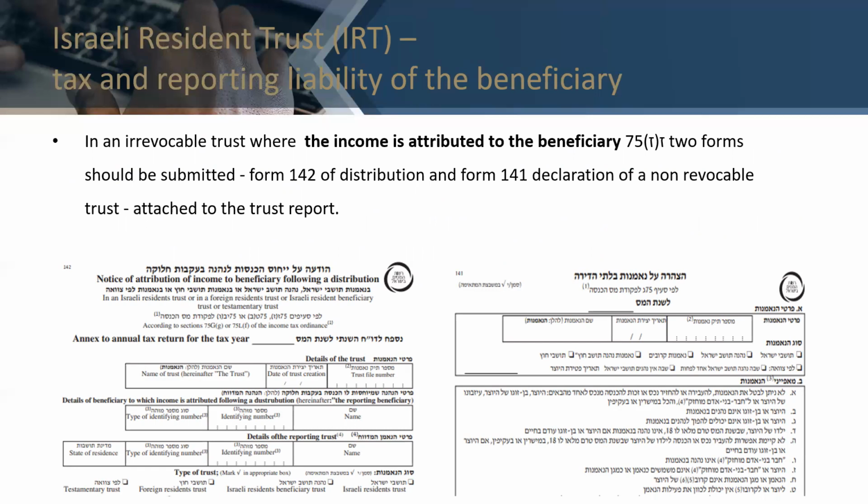So in an irrevocable trust where the income is attributed, now we're seeing the forms. The attribution form is 142, and the declaration of an irrevocable trust is 141. This is how they look, and the ITA today has also made translations of all these forms.